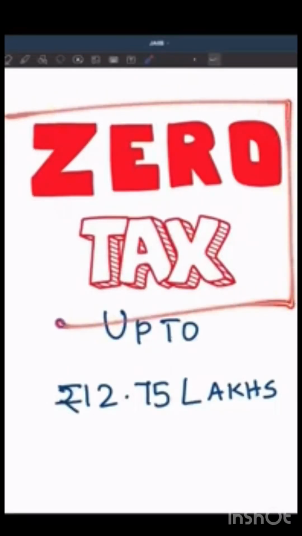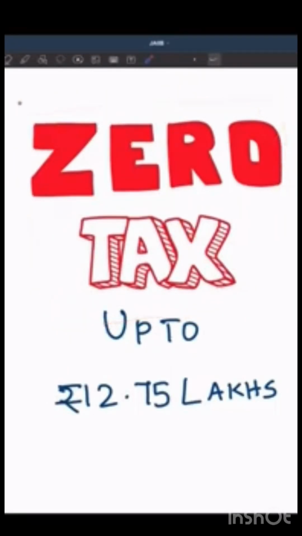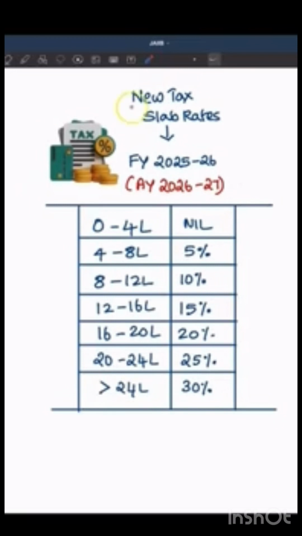Zero tax up to rupees 12 lakhs, and it can be up to 12.75 lakhs in case of salaried individuals. This is the talk of the country now thanks to the union budget, and here we have the new tax slab rates. This is applicable for the financial year 2025-26. It means its corresponding assessment year is 26-27.